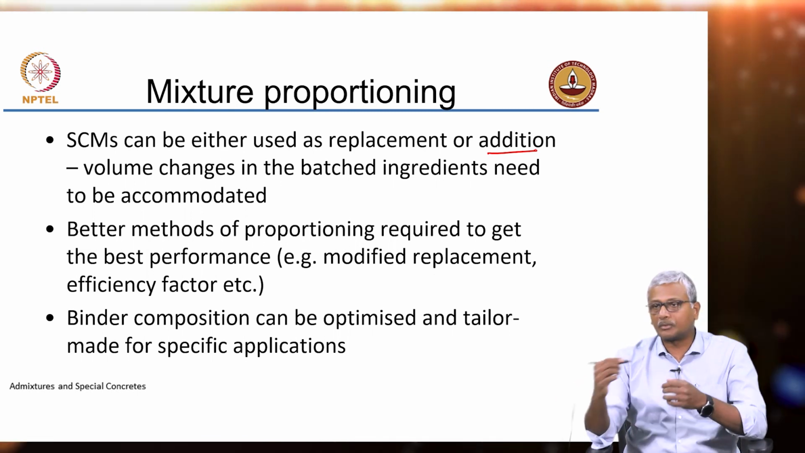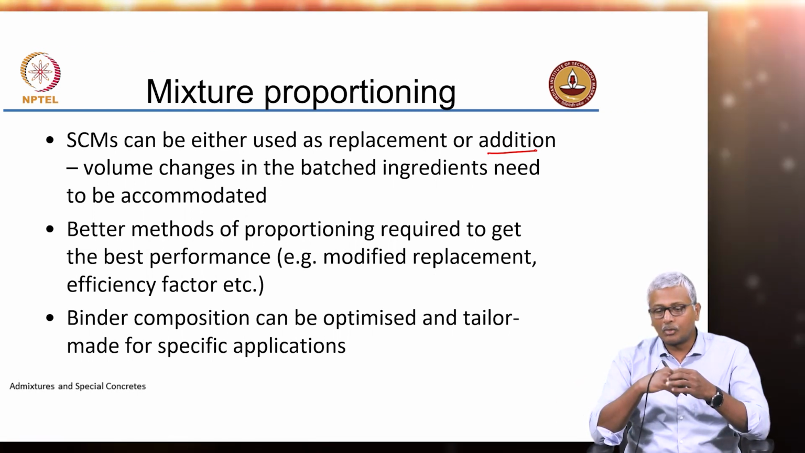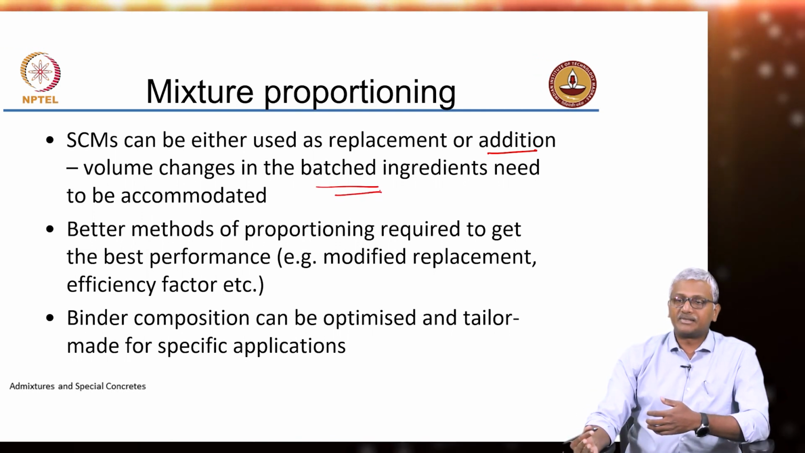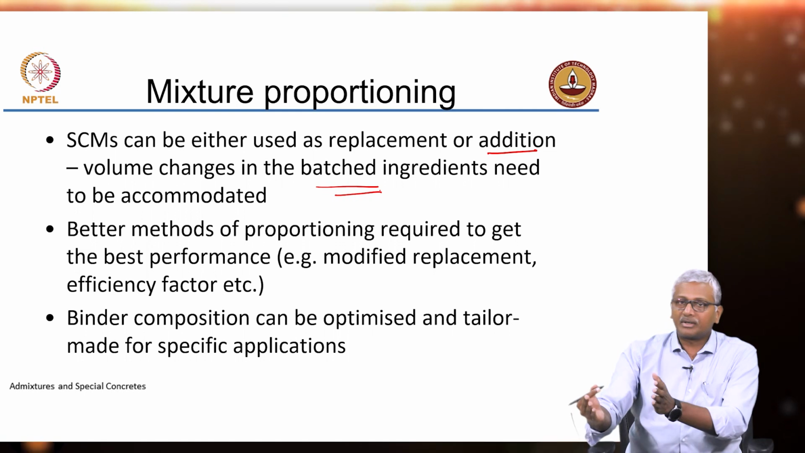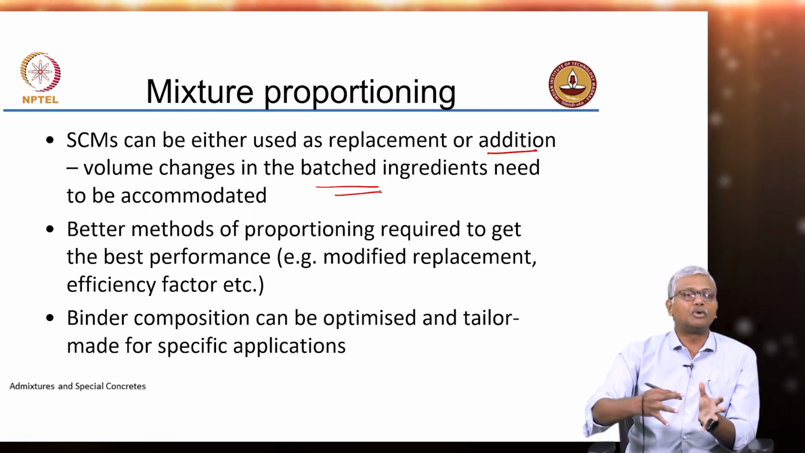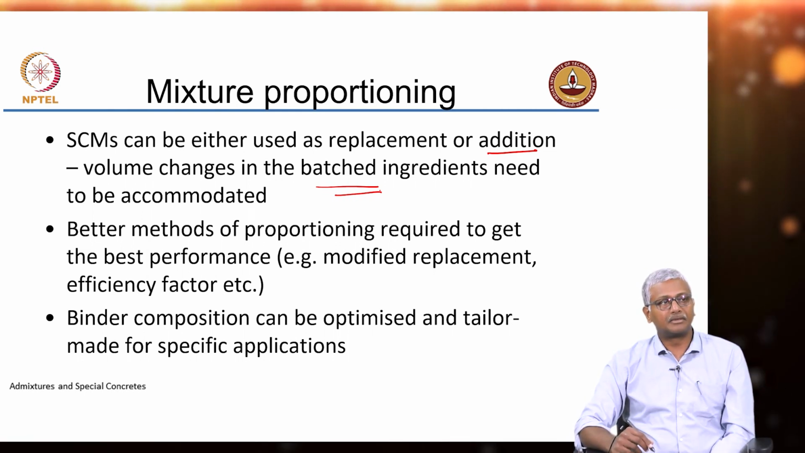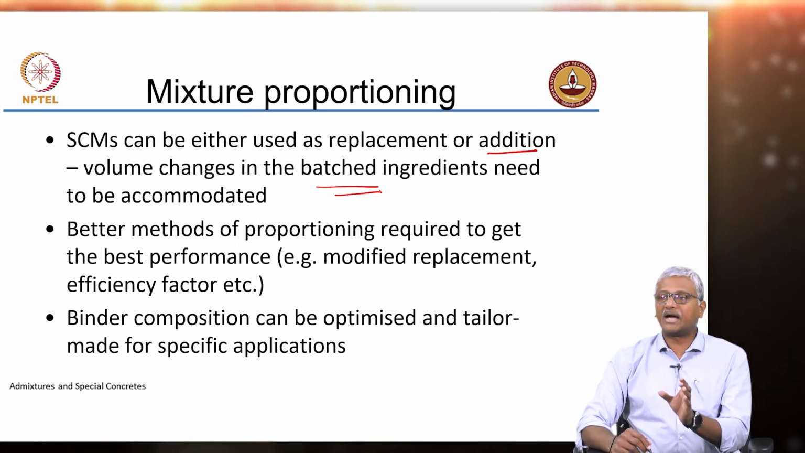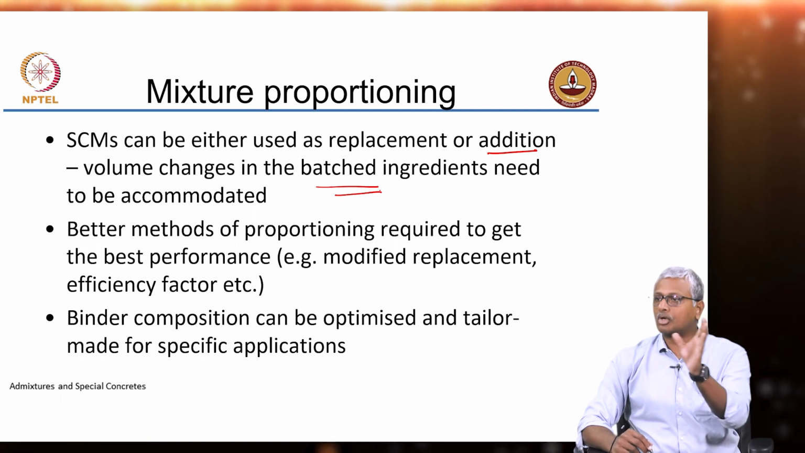So, what will you do now? How will you compensate? You will have to probably look at other batched ingredients like fine or coarse aggregates. You are removing some volume from that to keep the overall volume the same. But how? Now your system has changed. Why? Because earlier you had a certain volume of paste to volume of aggregate ratio.